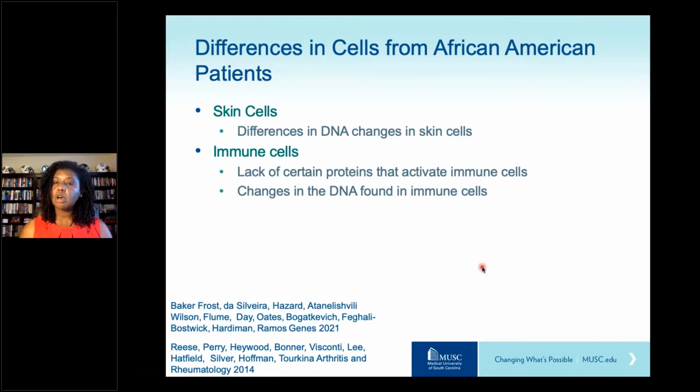The immune cells are also very important in scleroderma because these are the cells that are important for starting the inflammation that takes place in scleroderma. And so the immune cells have also been isolated from African American and non-African American patients. And it's been shown that there are certain proteins that are different that are turned on and turned off in African American and non-African American patients. They've also found some changes in the type of DNA that's turned on and off in these immune cells as well.